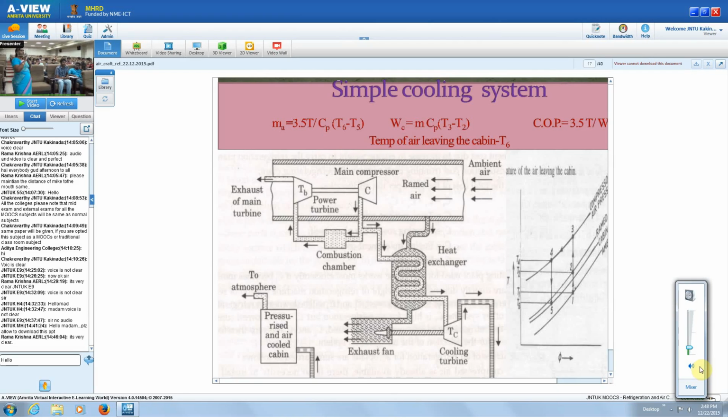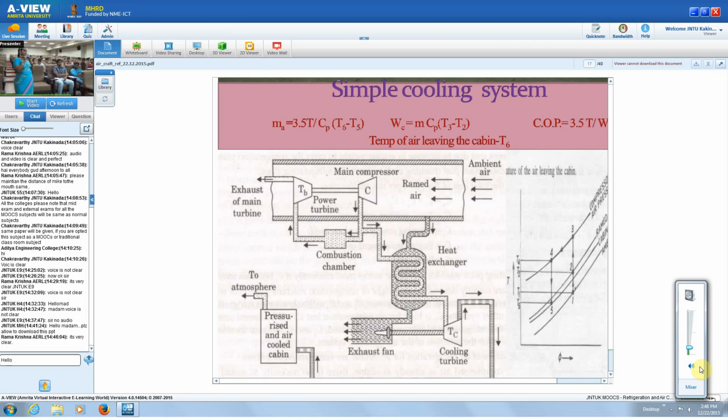So here we have not taken the work done by the cooling turbine, because here the work done by the cooling turbine is utilized for running the exhaust fan only. Then also we can find out the mass of air required for this refrigeration or for cooling. So that is, if T is the tonnage of the system required, then it is 3.5 into T by Cp into delta T. That delta T is nothing but T6, T6 is the state of the air coming out of the cabin, okay, that is going into the exhaust, minus T5.